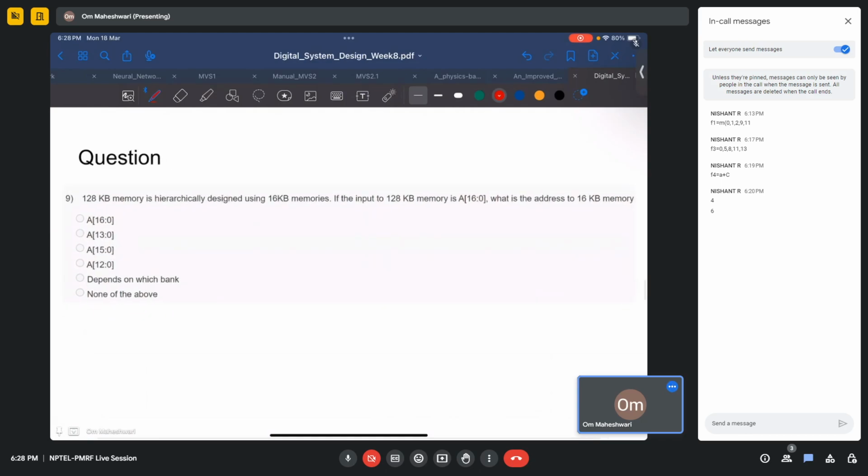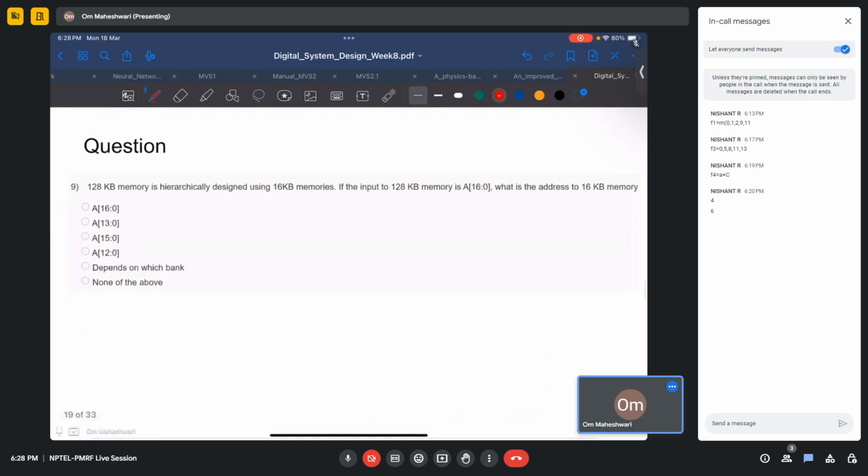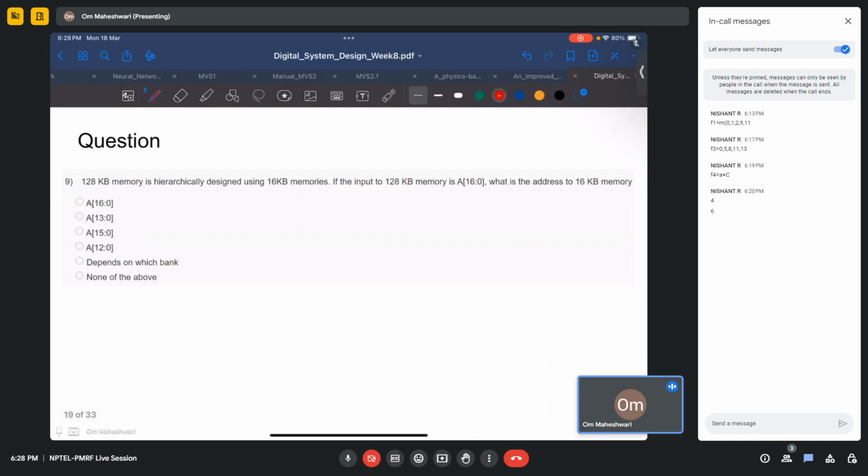Next one. This is a little more interesting, building on the previous question. 128 KB memory is hierarchically designed using 16 KB memories. If input to 128 KB memory is this address line, 16 to 0, that is 17 address lines, what is the address to a 16 KB memory?